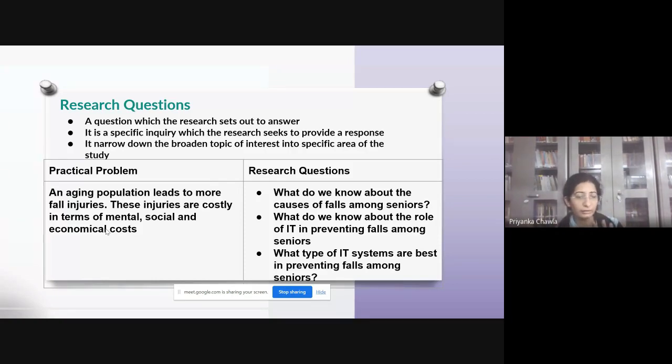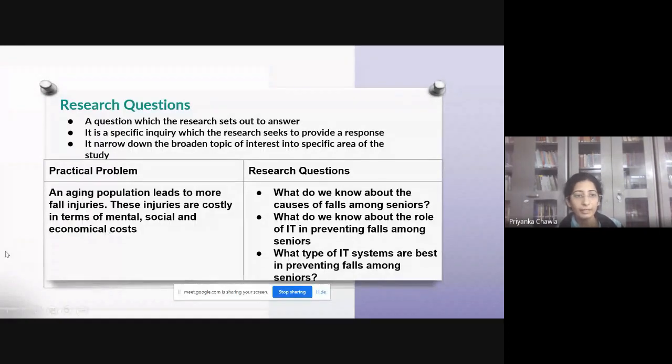sets out to answer. We generally frame research questions, and on the basis of the research questions and the analysis part, we try to answer those questions. For that, we have to formulate a hypothesis. So a research question narrows down your broader topic into a specific area.